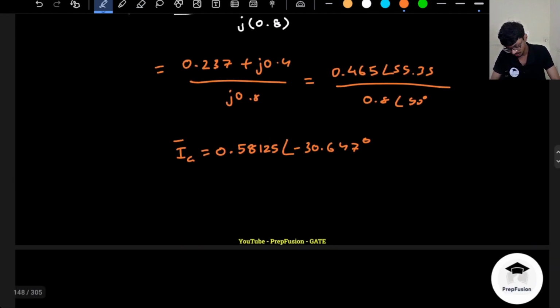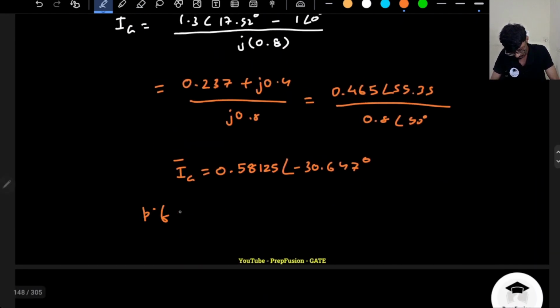So we have got the current. What is the power factor? Power factor will be cos of this angle. Cos of minus 30.647 will be 0.86 lagging.